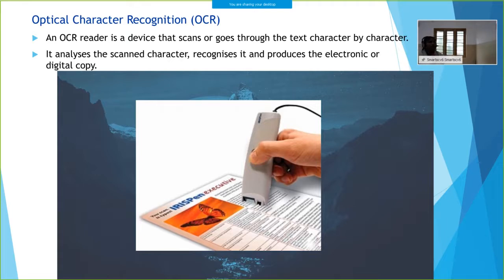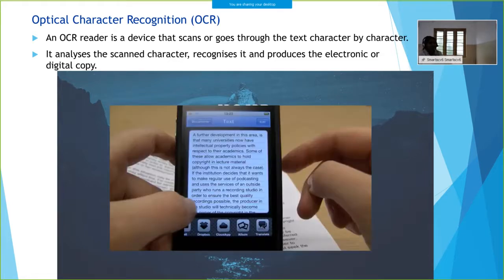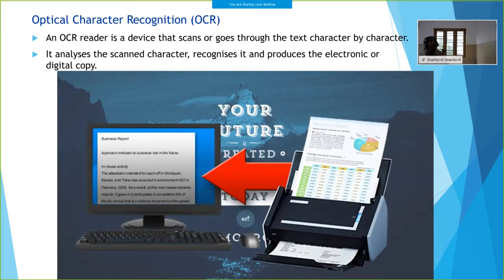Nowadays, a lot of applications for this OCR are available, free of cost, and you can download and install them on your mobile. After that, using this OCR reader, you can capture the text image from your textbook. After capturing the image, this text image will be directly converted to its corresponding digital data. That is the use of optical character recognition.